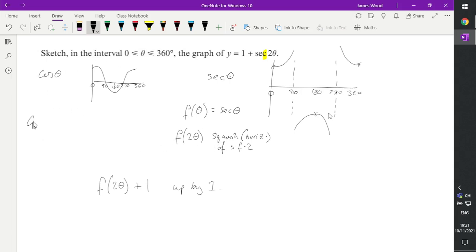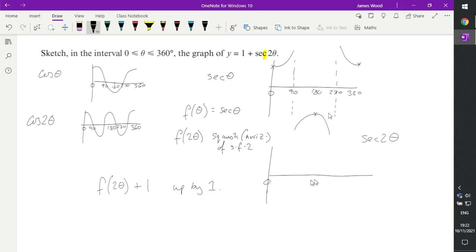Maybe think about what happens to cos theta first. If I transform that to cos 2 theta, then it would look like this instead. Okay. So instead of one wave, I now get 2 waves in the same space, is the way to think about it. So the same thing's going to happen here. I'm basically going to get this pattern here, but repeated twice in the same space. So I'm just going to draw it again. So what I'm drawing here is sec 2 theta.